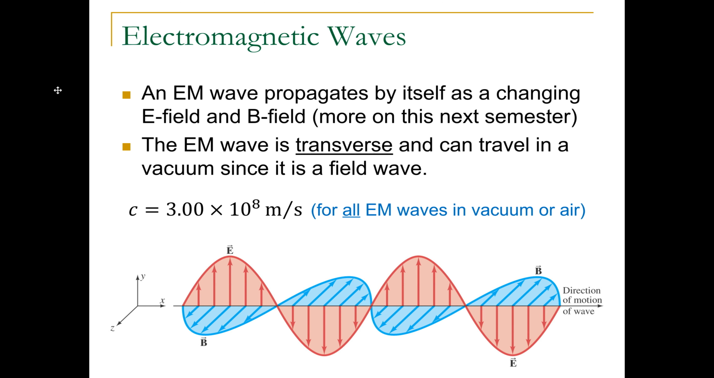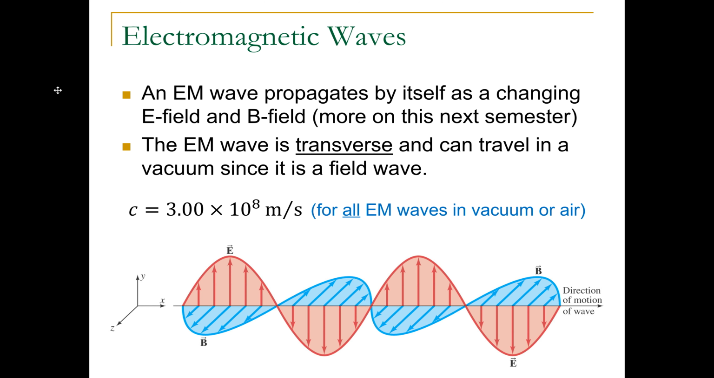So one real special thing about EM waves is they can travel through a vacuum. This is opposed to mechanical waves, which require a medium to travel through. EM waves are also transverse waves. So those oscillations of the E fields and B fields are perpendicular to the direction that the wave's moving in.